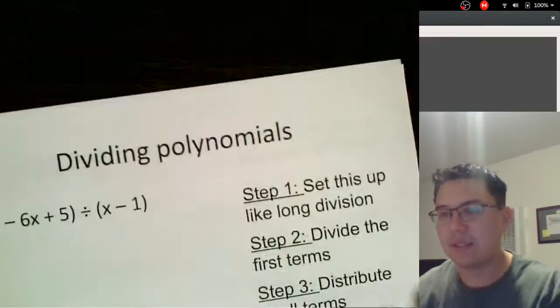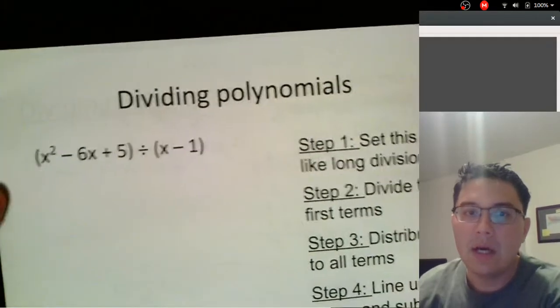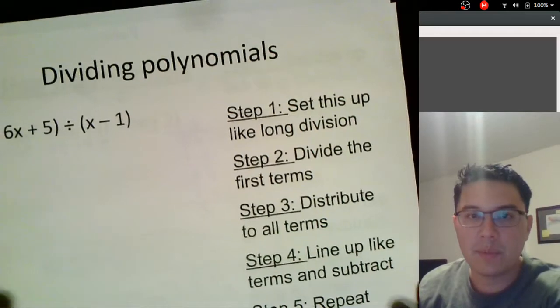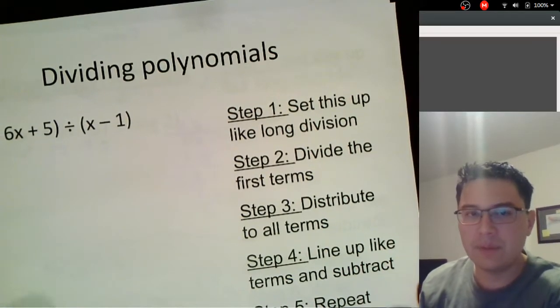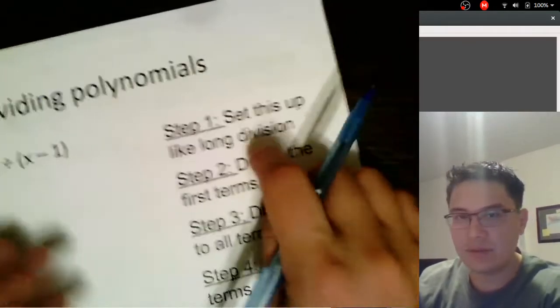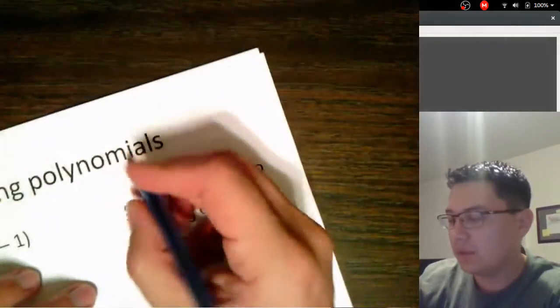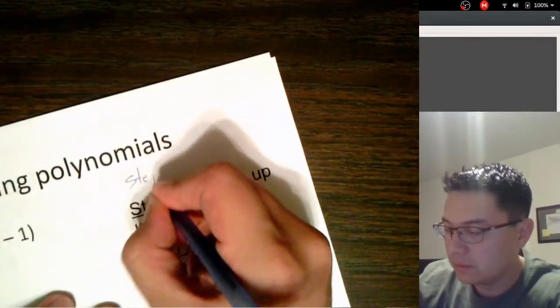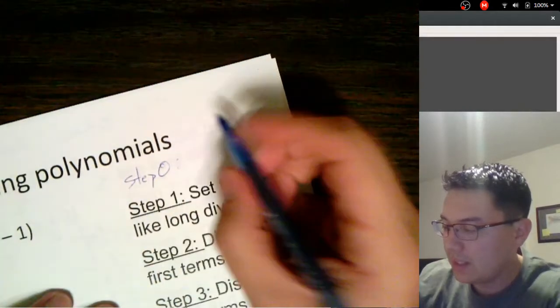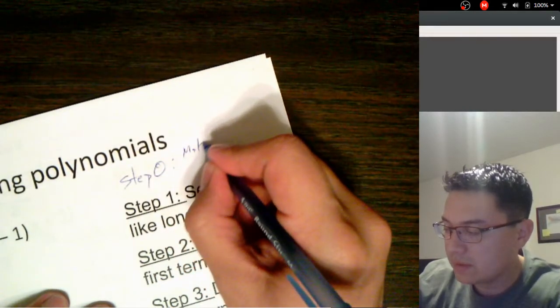Alright, the last video in this series for this lesson. Okay, so actual dividing of polynomials. We need a little bit of vocabulary for this. There's actually an extra step to this process. We'll call it step 0. And that is going to be make sure everything is in standard form.